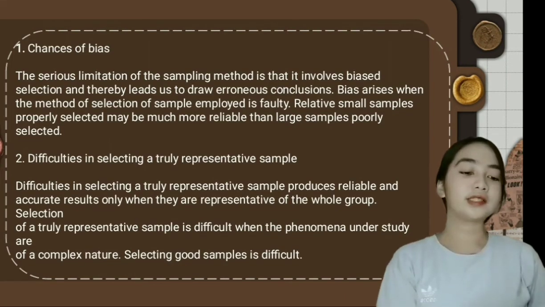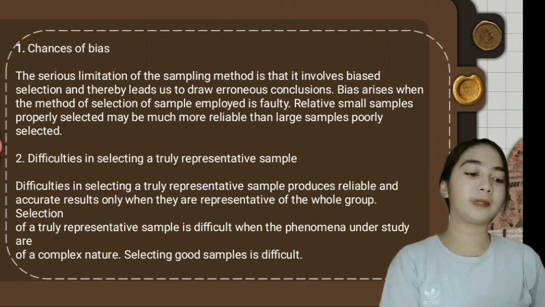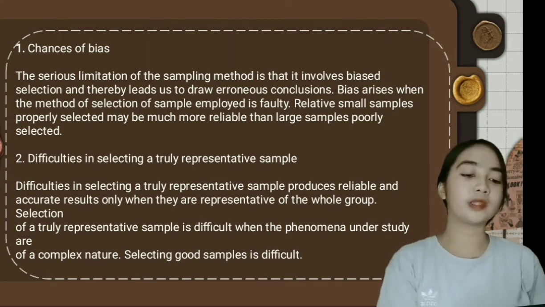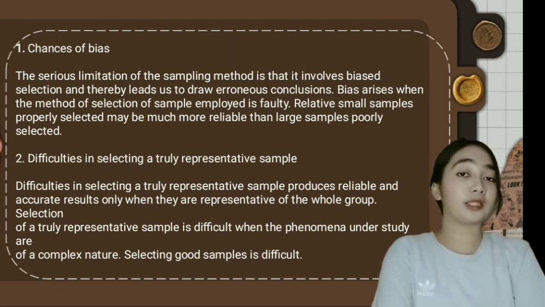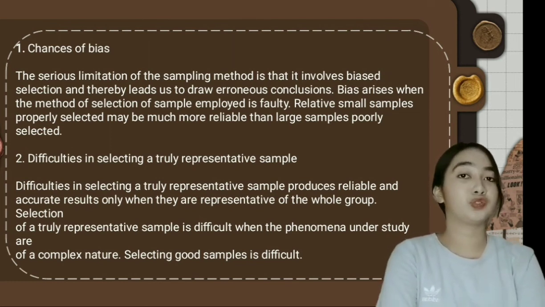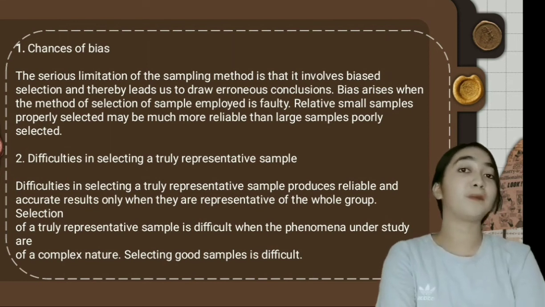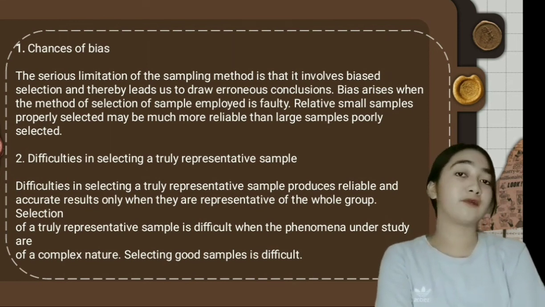Number 1. Chances of bias. The serious limitation of the sampling method is that it involves bias selection and thereby leads us to draw erroneous conclusions. Bias arises when the method of selection of sample employed is faulty. Relatively small samples properly selected may be much more reliable than large samples poorly selected. Katulad nga ng nabanggit ko kanina, itong una is about bias selection and pwedeng mag-lead sa maling conclusion. Mas reliable yung small sample pero properly selected compared to large sample na hindi naman maayos yung pagkakapili.